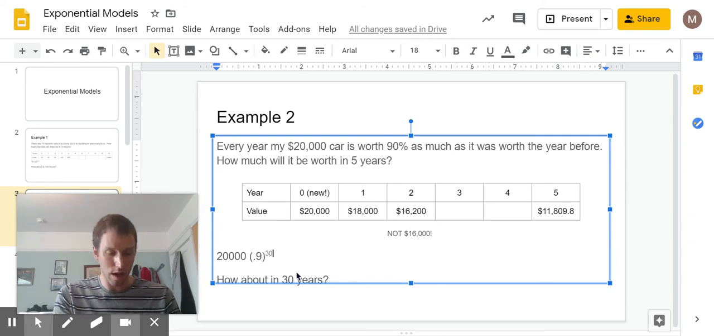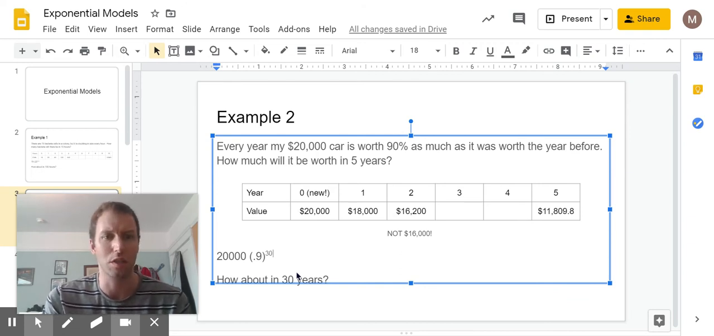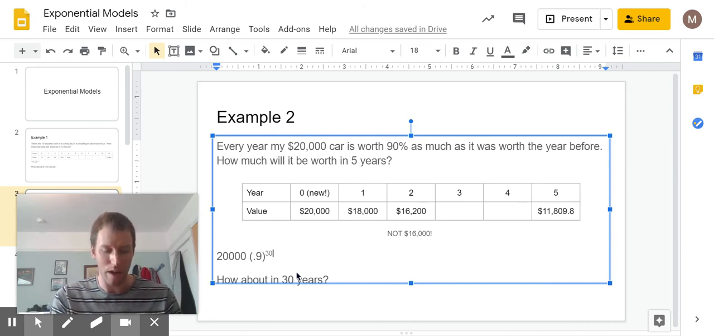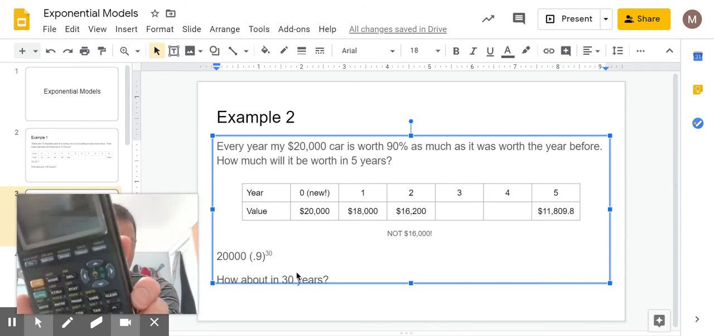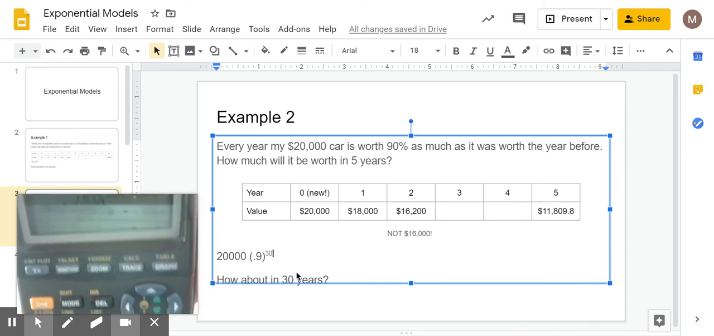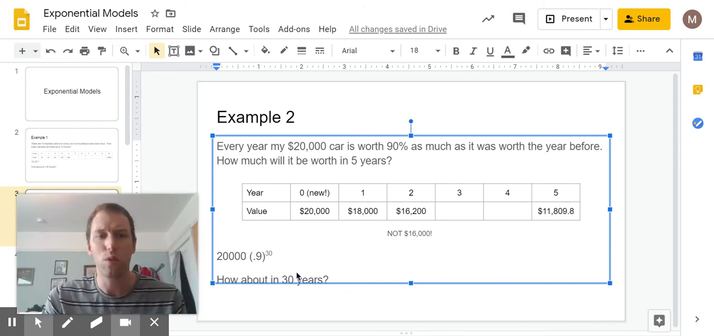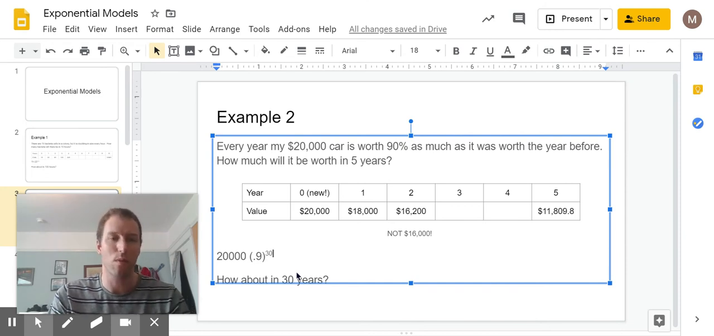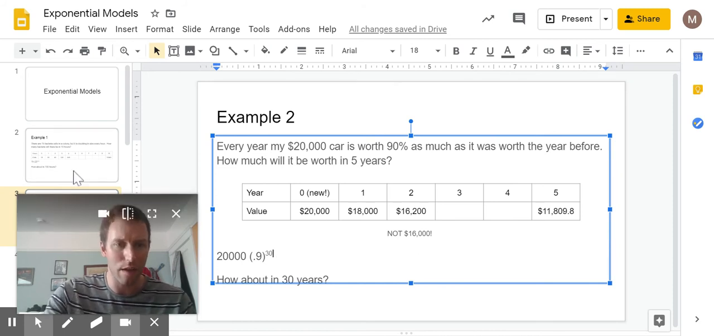Change that to 30. Now let's think about this. What would you pay for a 1990 Ford Explorer? I wouldn't pay much. A couple $100 maybe is about all I'd pay for that one. Let's see if this works. I got $847 for that. Sure. $20,000 car, 30 years old. That might be worth under $1,000. That sounds about right for what that car would be worth. Moving on to another example.